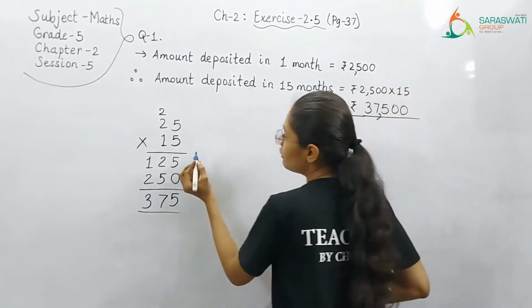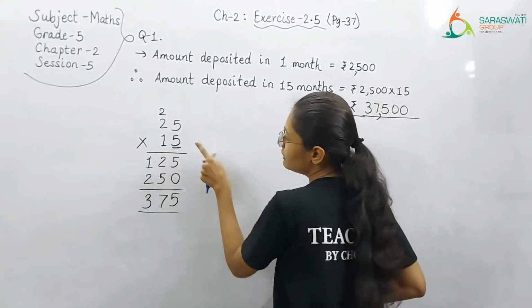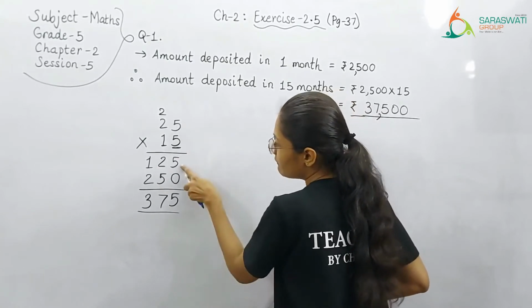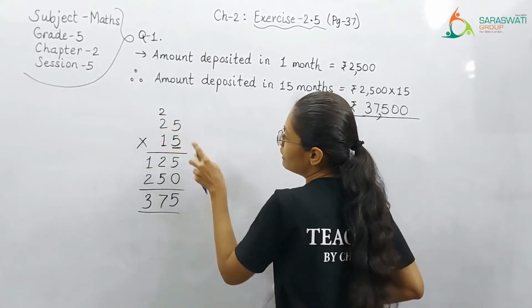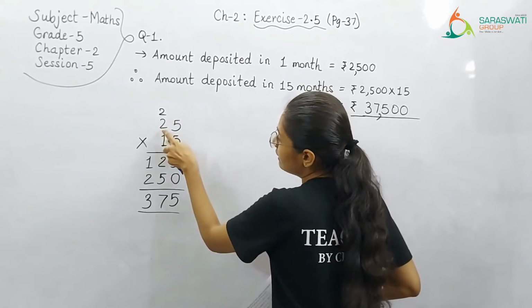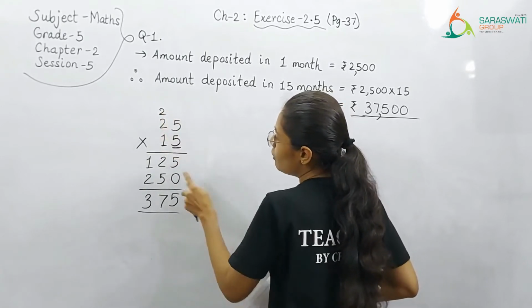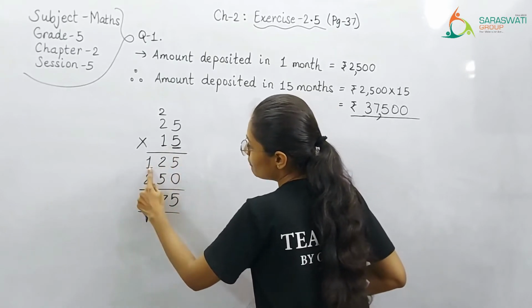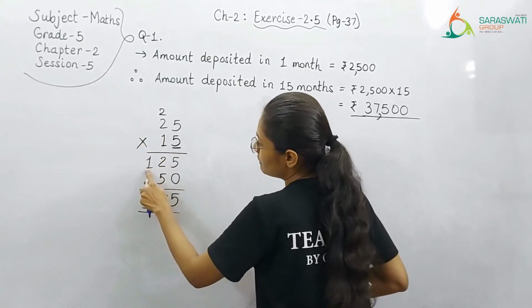Now we will start with the ones digit of this multiplier. So 5 5s are 25. यहाँ पे 5 लिखा and 2 carry over. Then 5 2s are 10. 10 add to 2, 12. So यहाँ पे 12 लिखा, right? 1 जो है वो next column में है, under the hundreds column, right?